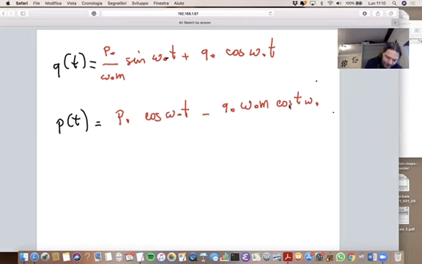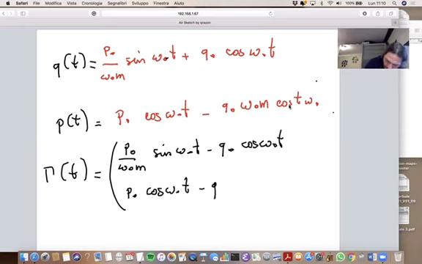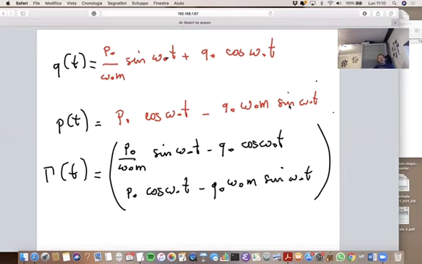Okay, so finally, we know the state at time t, given the state at time 0. The state at time t is P naught over omega naught m sine of omega naught t plus Q naught cosine omega naught t, and then P naught cosine omega naught t minus Q naught omega naught mass sine. There's a mistake, of course. I very often make mistakes, as you begin to realize. Likely, that's a sign. Okay.